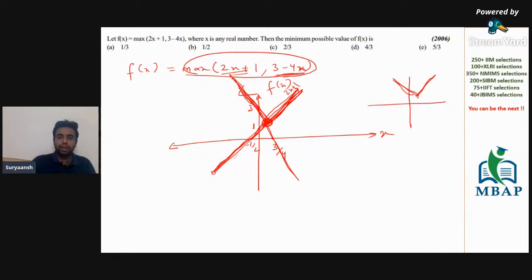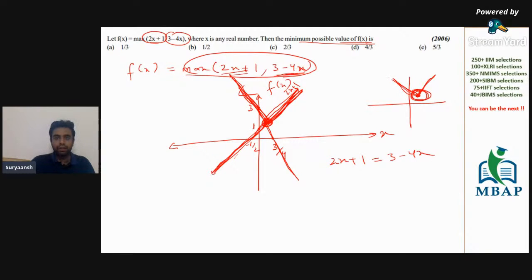This would be the graph. So the minimum possible value of f(x) would be this point of intersection. The minimum possible value of this f(x) function is basically the point of intersection between 2x plus 1 and 3 minus 4x. So the minimum would be when 2x plus 1 is equal to 3 minus 4x, because that would be the intersection point.